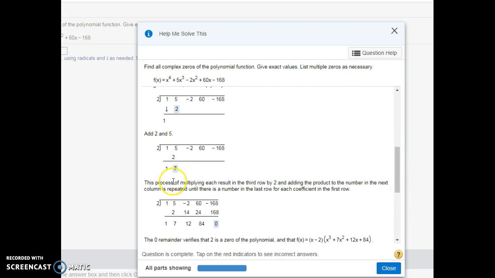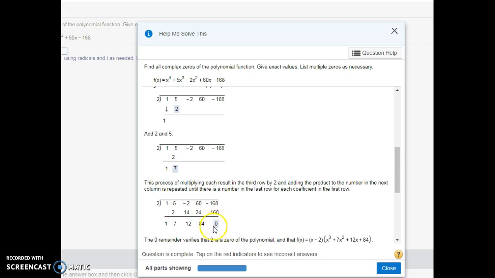So 5 plus 2 is 7. That's our next number we bring down, and we're repeating this process now. 2 times that 7, and we're going to write it up above. It gives us 14. Again, we add. 14 plus -260 is -246. Repeat the process. 2 times that is -492. Add. We get -84. 2 times that is -168. Add. And we get this, 0.